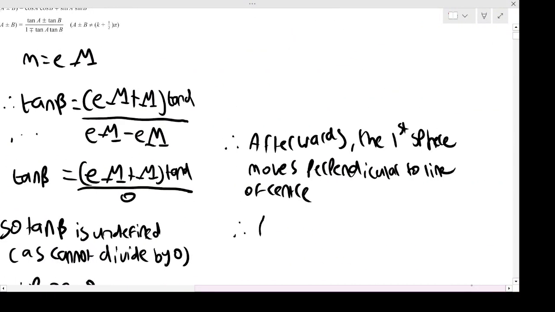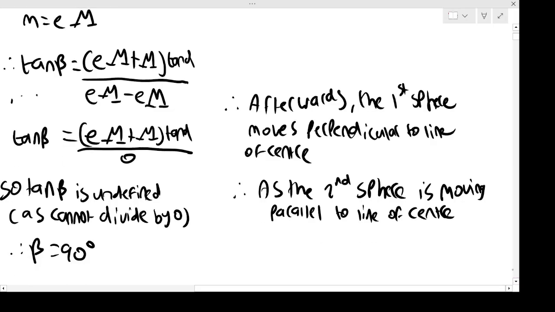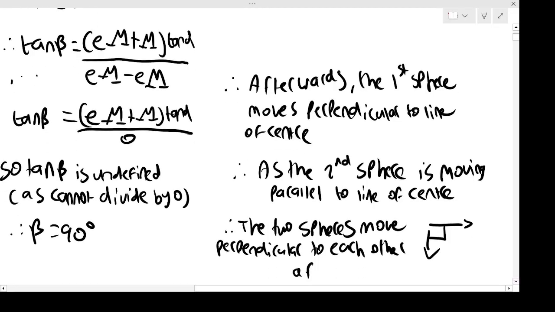So therefore I'm going to say, as the second sphere is moving parallel to the line of centres, because one's moving perpendicular, one's going to move parallel, so they're going to be looking like that, at 90 degrees to each other. Therefore the two spheres move perpendicular to each other afterwards. And there we are.